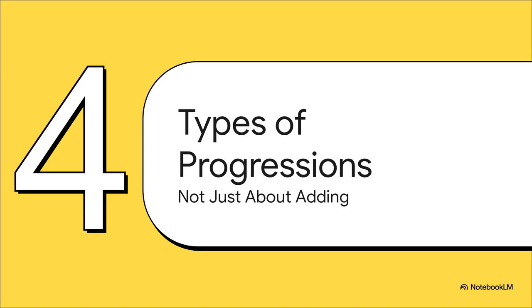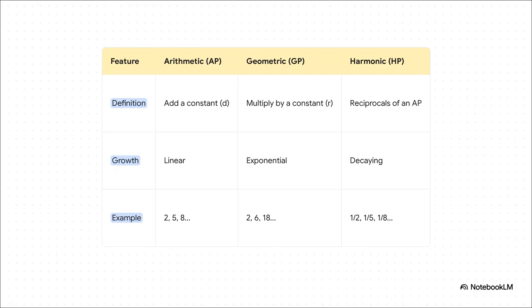Now, to really appreciate the simple, steady beauty of an AP, it helps to see what it's not. You see, arithmetic progressions aren't the only way to build a sequence. There are other patterns out there, and they behave very differently. This table lays it out perfectly. Arithmetic progressions, or APs, they use addition. That gives you steady, linear growth.